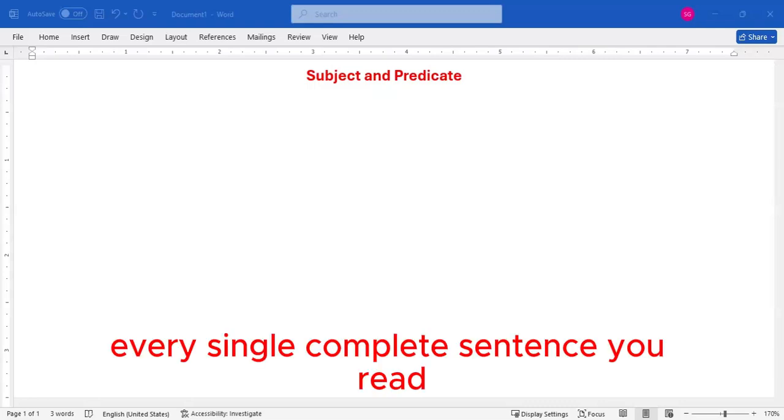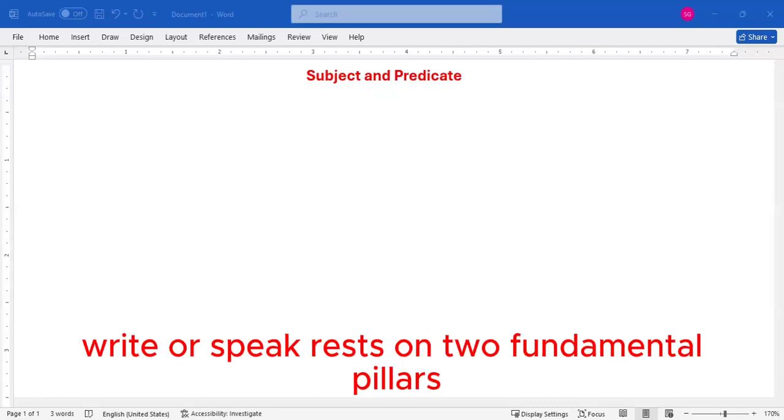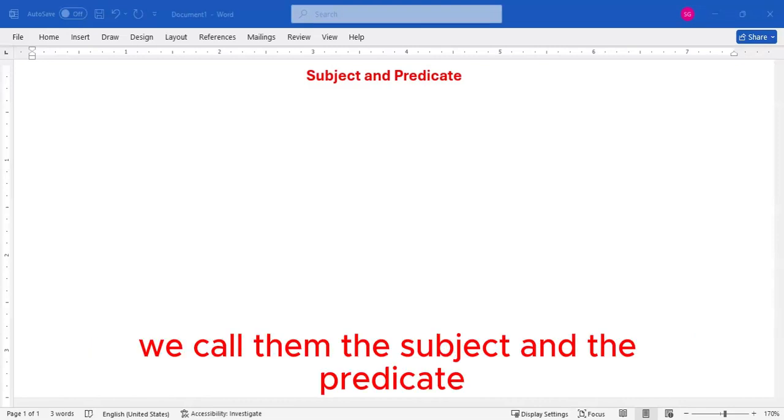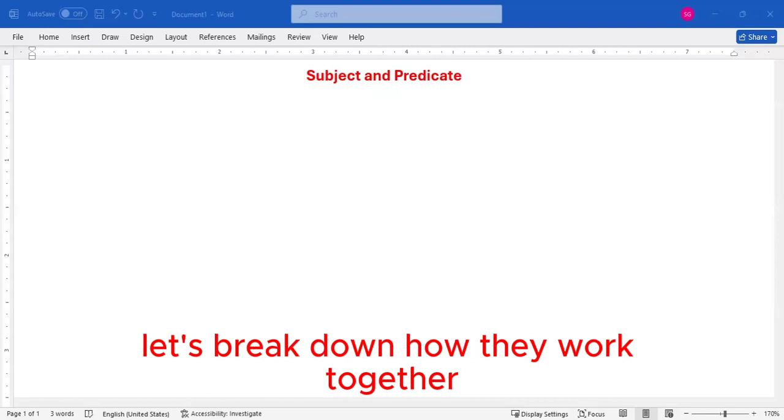Today we are going to look at the absolute foundation of communication, how a sentence is built. Every single complete sentence you read, write or speak rests on two fundamental pillars. We call them the subject and the predicate. Let's break down how they work together.